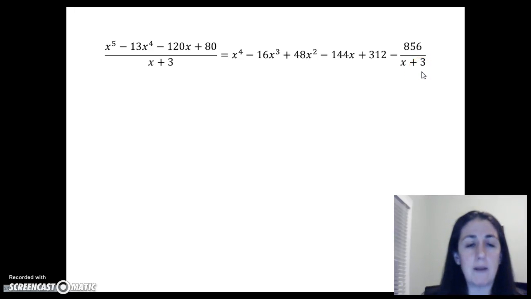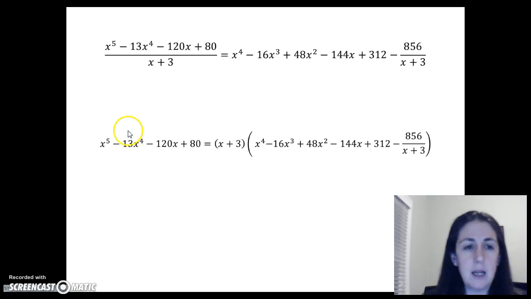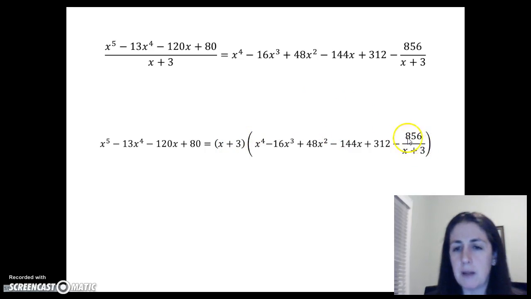Or we can actually write it in factored form and say x to the fifth minus 13x to the fourth minus 120x plus 80 equals x plus 3 times all of this. Now, why do we write the remainder over the x plus 3? Because when we distribute this x plus 3 and multiply everybody in here by that x plus 3, the x plus 3's will go away and we're just left with that negative 856, which is what our remainder was. So that's polynomial long division.